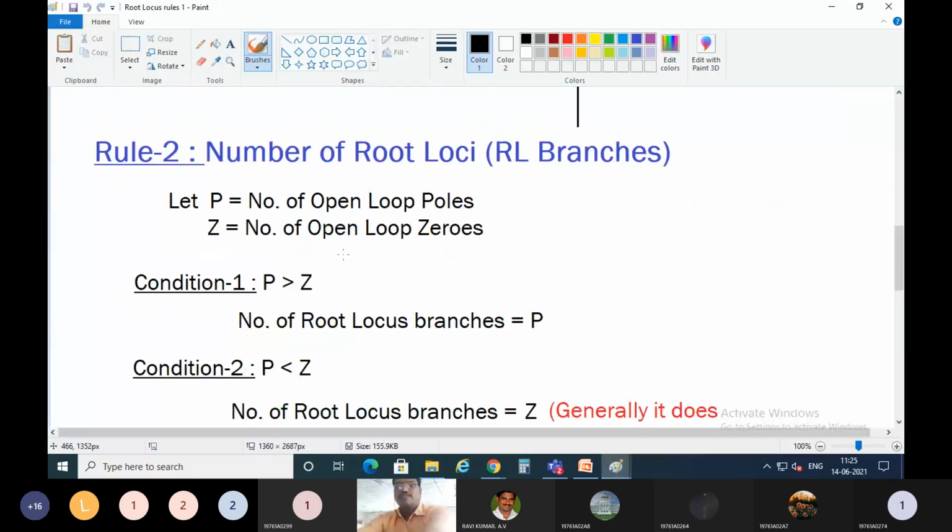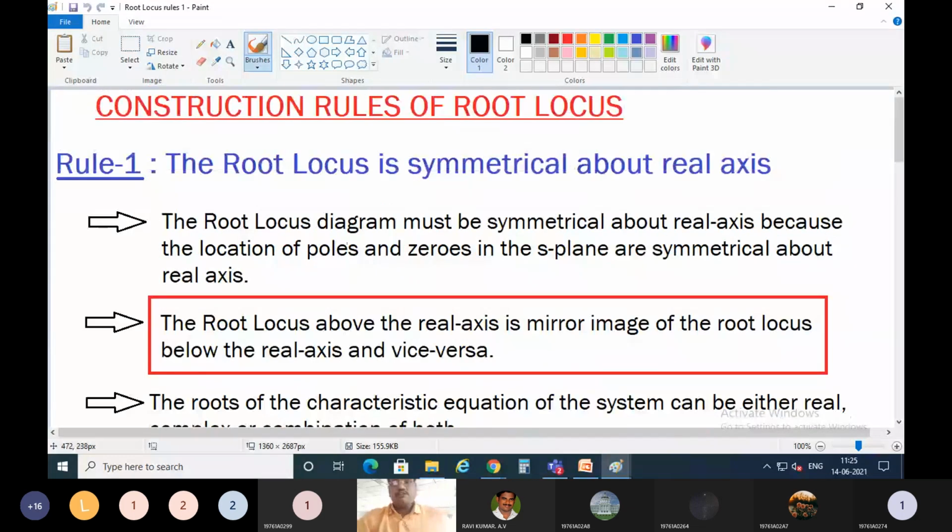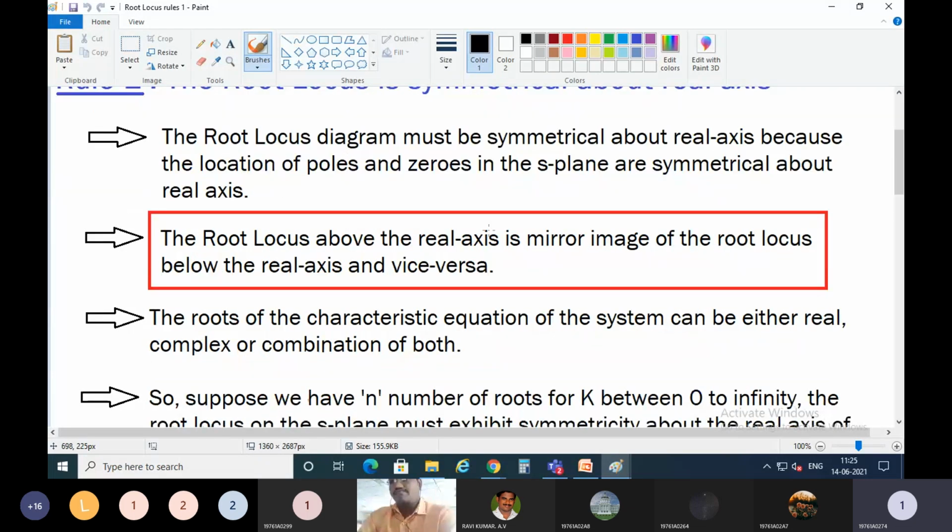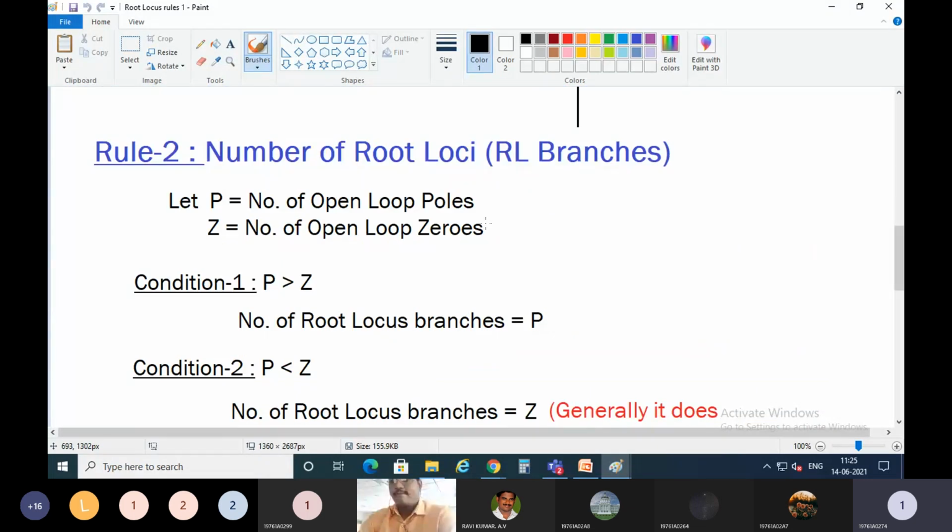First one is Chadamma Sangavi. Rule 1 says the root locus is symmetrical about the real axis. Okay, this is rule 1. Next, rule 2. Rule 2: number of root locus branches.